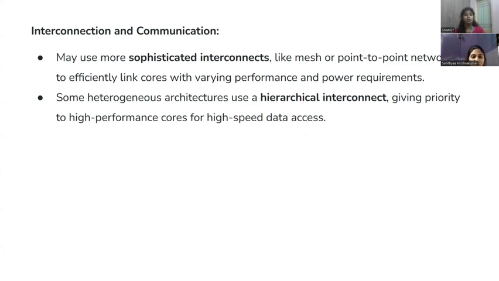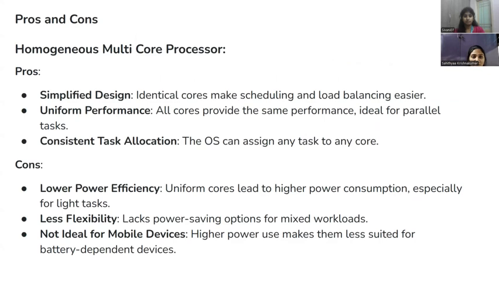And then we have the pros and cons of homogeneous multi-core processors. So here the pros are the advantages. A homogeneous multi-core processor has a simplified design compared to a heterogeneous one. The uniformity of these cores leads to a simple architecture. Since all the cores are identical, the design and implementation become more straightforward, making it easy to develop and maintain the processor. And then it has uniform performance.